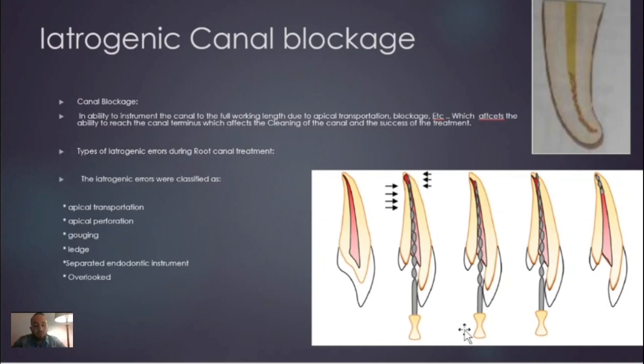So what is iatrogenic canal blockage? Iatrogenic canal blockage is a series of unintentional accidents induced in a patient by a clinician or dentist, characterized by the inability to instrument the canal to the full working length, which affects the quality of the cleaning and the success of the root canal treatment. The iatrogenic errors are classified into apical transportation, apical perforation, gouging, ledges, which I'm going to talk a lot about today, separated endodontic instruments, and overlooked canals or anatomy.